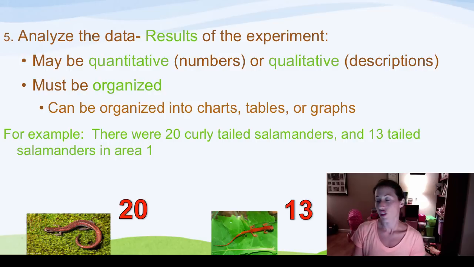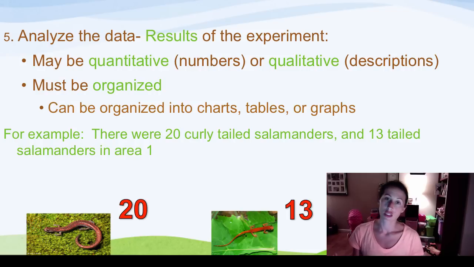The next thing you're going to do after you've collected all of your data is analyze it. You're going to look at the results of the experiment. It could be quantitative, and that's looking at numbers. So you've collected data, you've counted so many salamanders that have curved tails. Or it could be qualitative, and qualitative comes from the word quality, and that's talking about the description of something. Your results have to be organized, and we put those into charts and tables and graphs, and we'll spend some more time in another video talking about graphs and how to put those together.